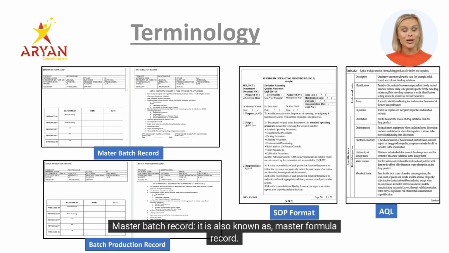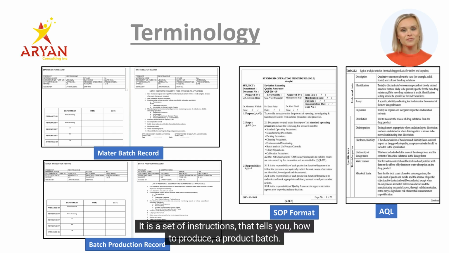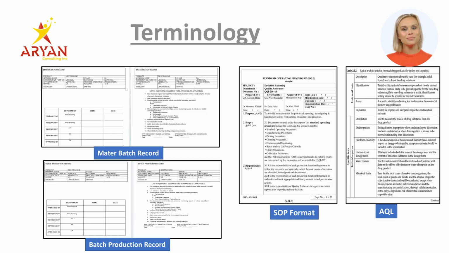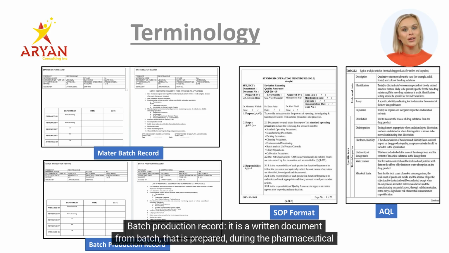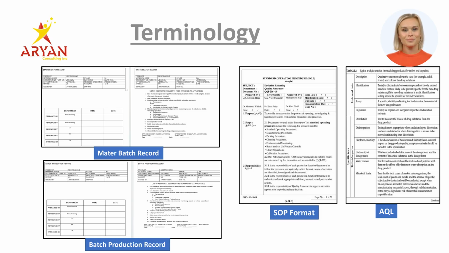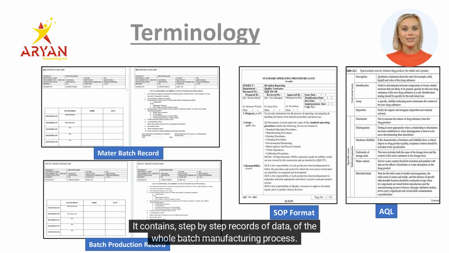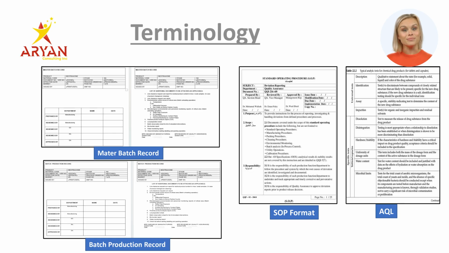Master batch record. It is also known as master formula record. It is a set of instructions that tells you how to produce a product batch. It's like a complete recipe. Batch production record. It is a written document for a batch that is prepared during the pharmaceutical manufacturing process. It contains step-by-step records of data of the whole batch manufacturing process.